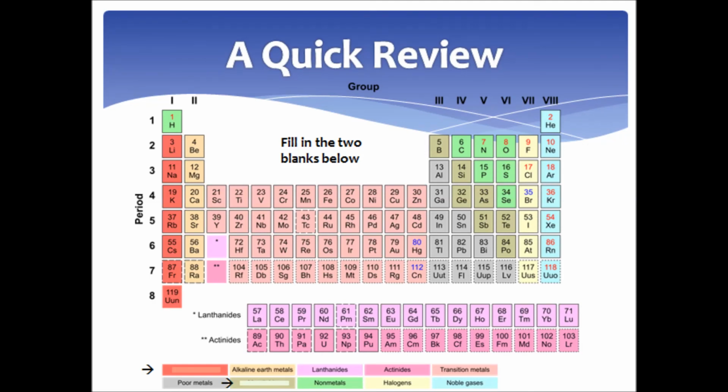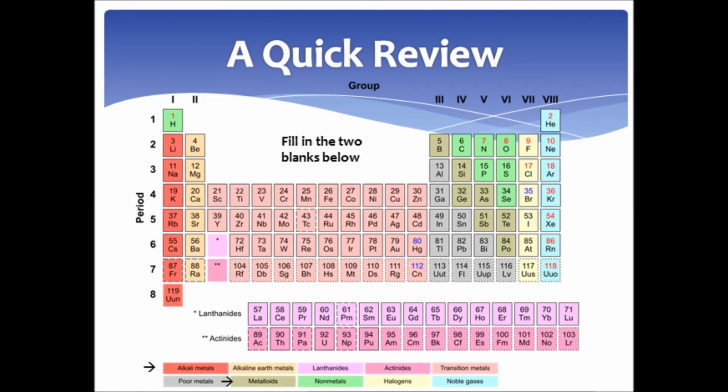Alright, same as the previous question. Pause the video when you're ready to answer, and hit play when you're ready to see the correct answer. Now, look at the bottom. Fill in the 2 blanks below. Alright, the 2 blanks were, starting on the top row, red indicates alkali metals, and brown indicates metalloids.